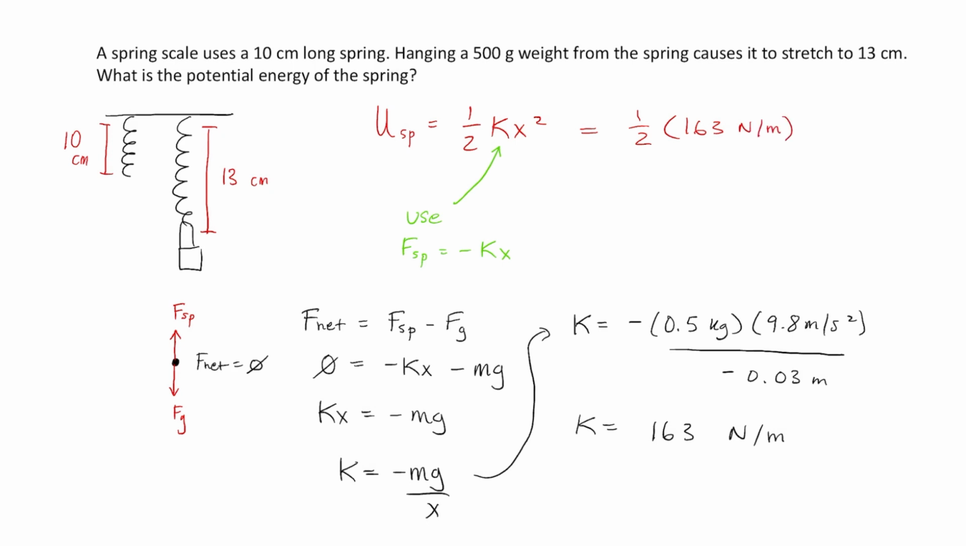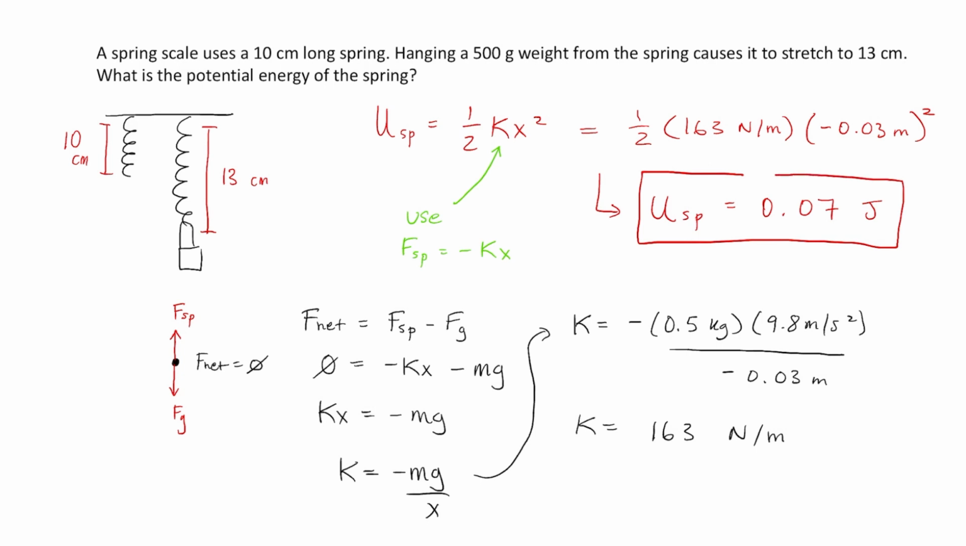And now we have everything we need to solve for the spring potential energy. We just need to plug in the values for the spring constant k and x. And remember, we just solved for x, it's negative 0.03 meters. And then when we do the math, we find that the spring potential energy is equal to 0.07 joules. And that's how you use the spring potential energy equation.